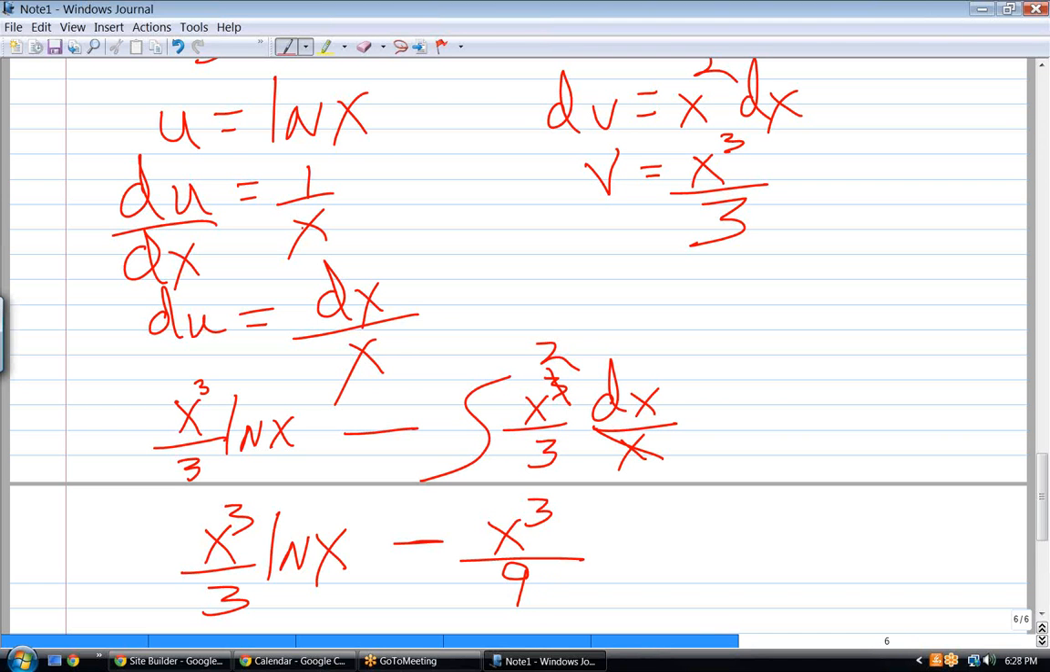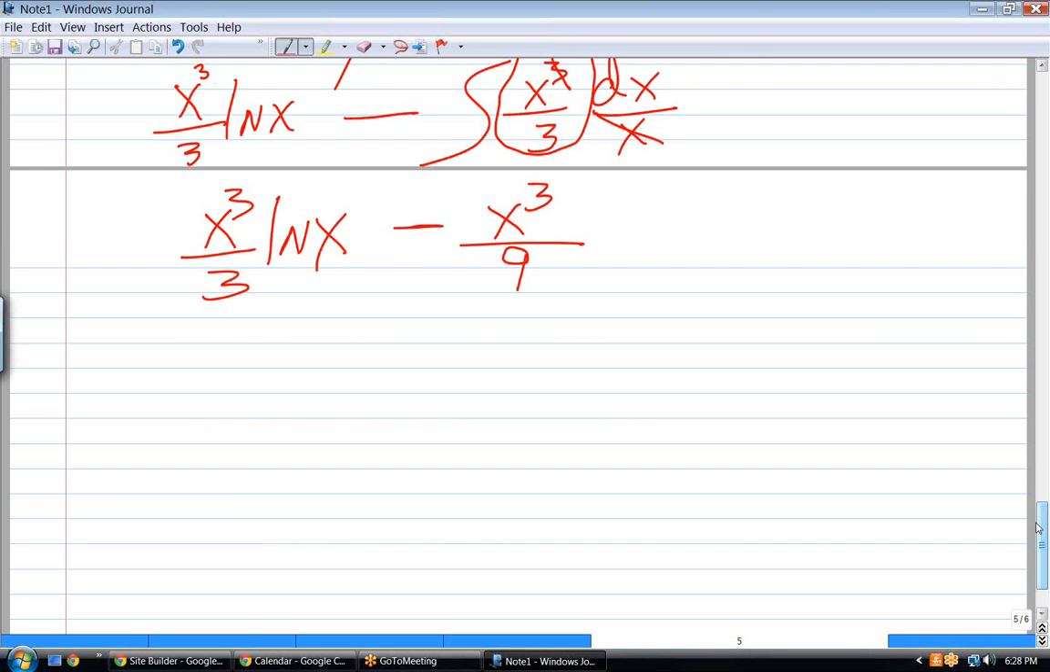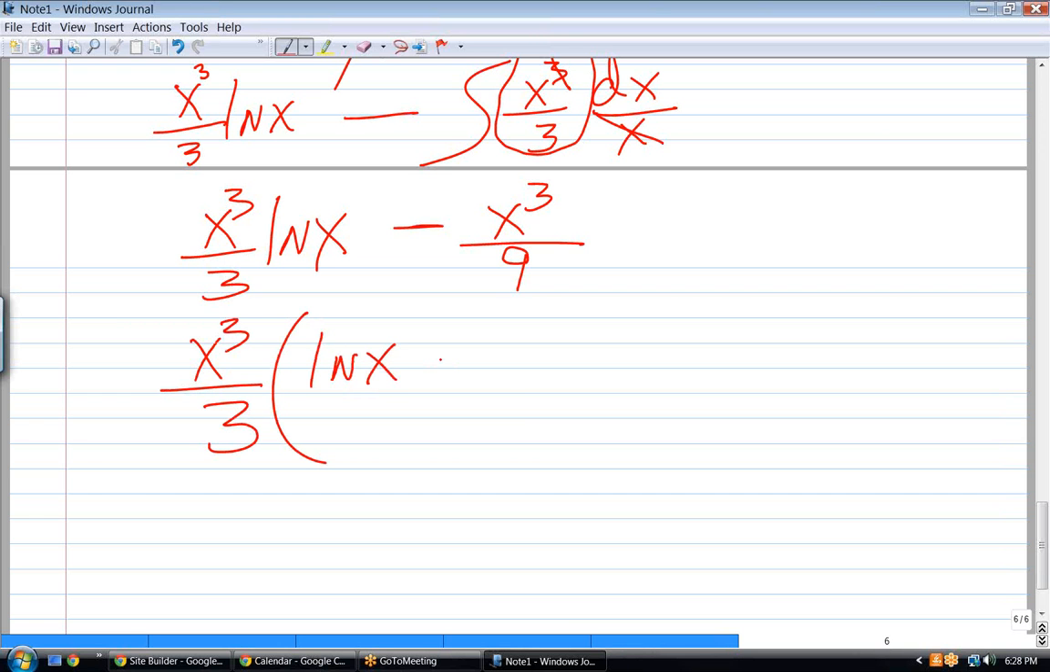You see how I got that? When I took the integral of that, I get x cubed over 9. Okay. And the final step: factor. It's the greatest common factor, x cubed over 3, leaving ln of x minus 1/3. And there's your answer.